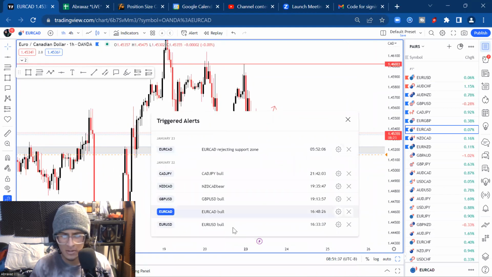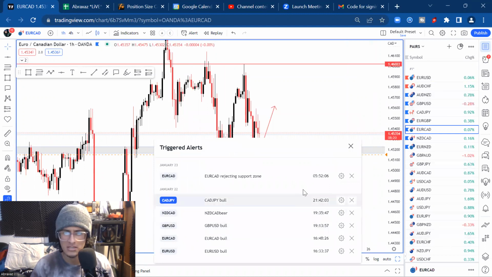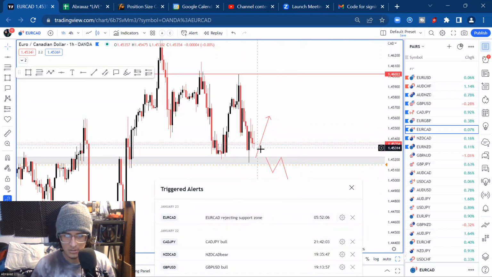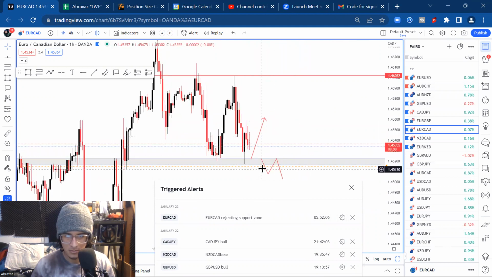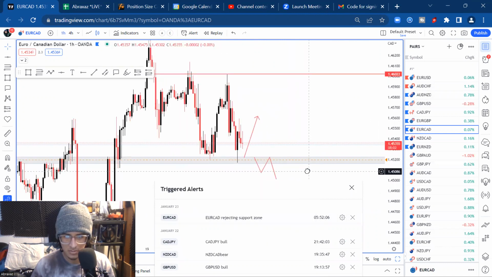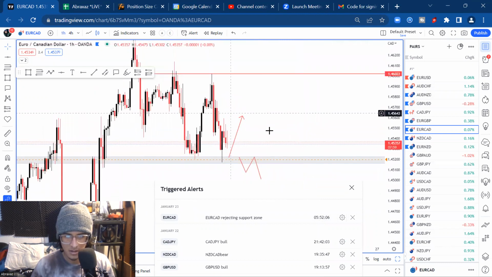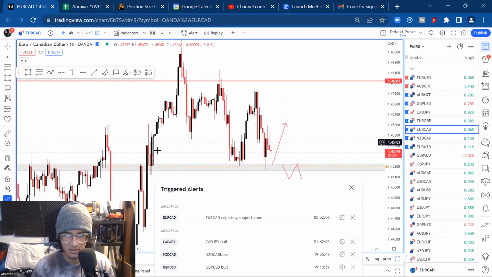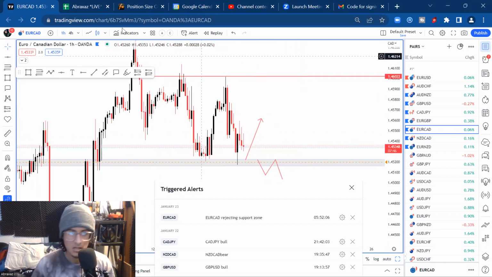So we can go through these alerts. I'm going to scan through a couple of these pairs as of right now, and then see how this goes. So EURCAD rejecting the support zone. Yep, it did. Let's see EURCAD bear. If price for some reason manages to get into this support zone, I'll have that alert right here. But it's showing a lot of wick rejection right here. It's pretty volatile though. It shot past here, came back down, touched this zone, touched this zone, touched this zone again.